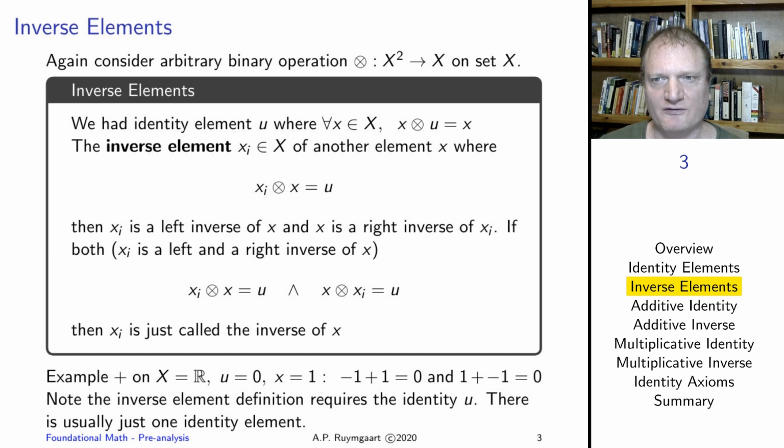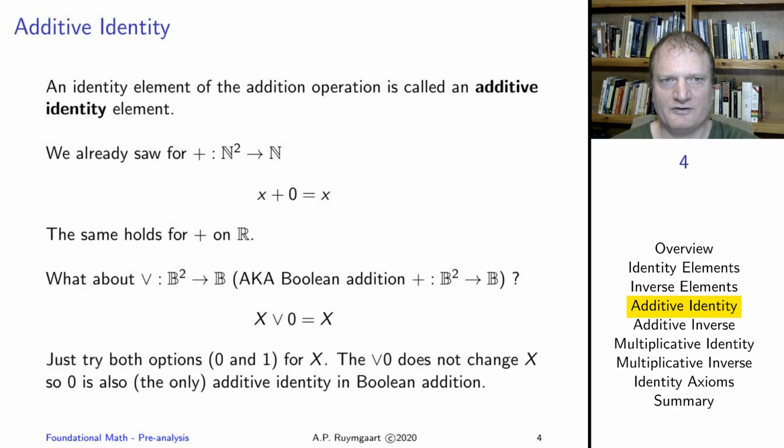And we will look at a few other sets in subsequent slides. Now, I've already used the term additive identity, but let's officially define it here. An identity element of the addition operation is called an additive identity. Typically, this is called the additive identity.